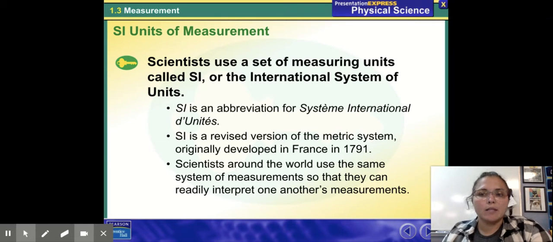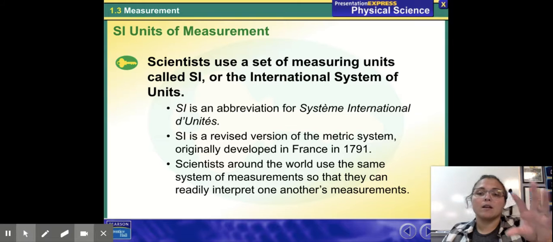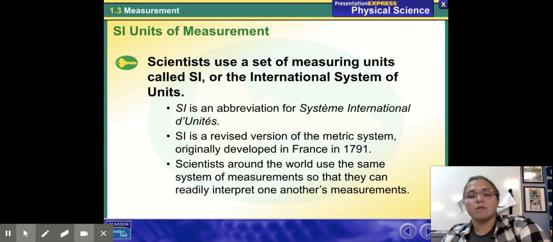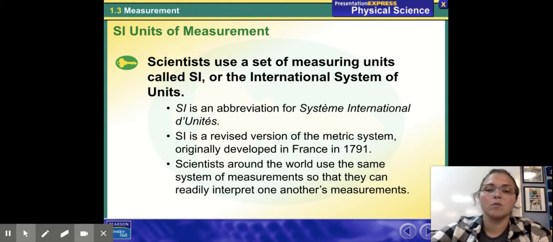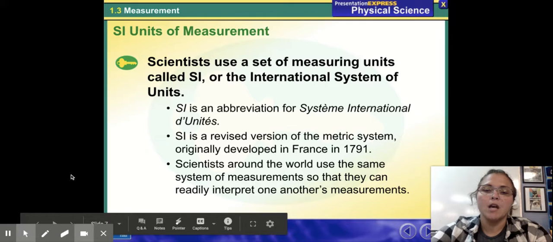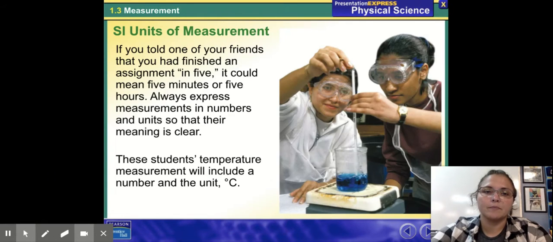The reason why it's important is because scientists all over the world share their work with each other, and they work together. Instead of having, like in the U.S., we measure things in feet and inches, and in France, they do something else, we all use the same thing. So scientists around the world use the same system of measurement so that they can readily interpret one another's measurements.